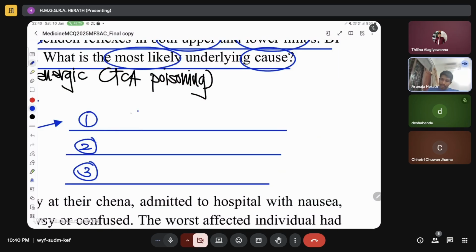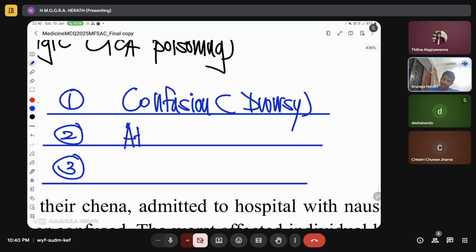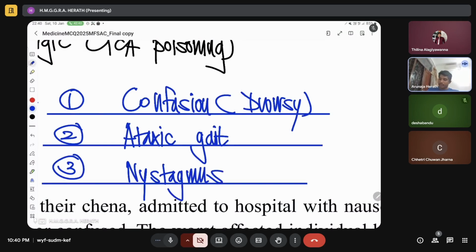What are the three features of Wernicke's encephalopathy? They get confusion. That is one feature. Or they will be drowsy. Okay? And then they will have ataxic gait. And they will also be having nystagmus. And these are the features of Wernicke's.